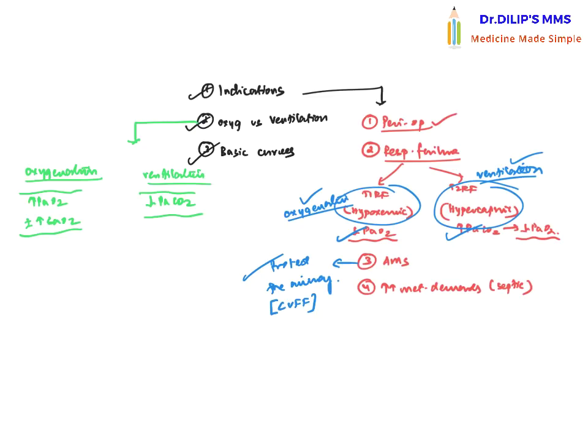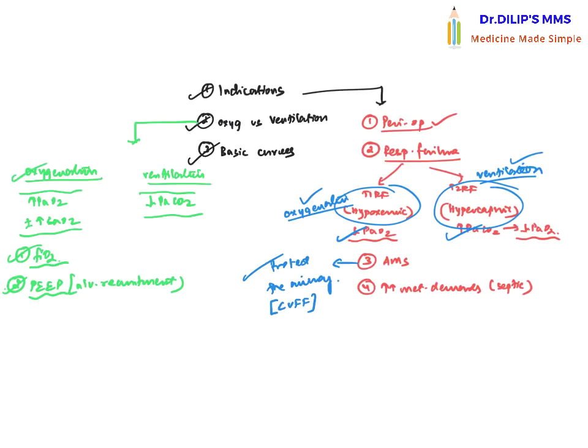So what determines your oxygenation? Number one, the most important thing is the fraction of inspired oxygen, which we'll discuss again in the upcoming videos. Number two is positive end expiratory pressure, which I clearly mentioned in the last video. It's all about alveolar recruitment. When you recruit more alveoli, more are available for gas exchange, so you can increase the PaO2 to a higher level. These are the two strategies for oxygenation.